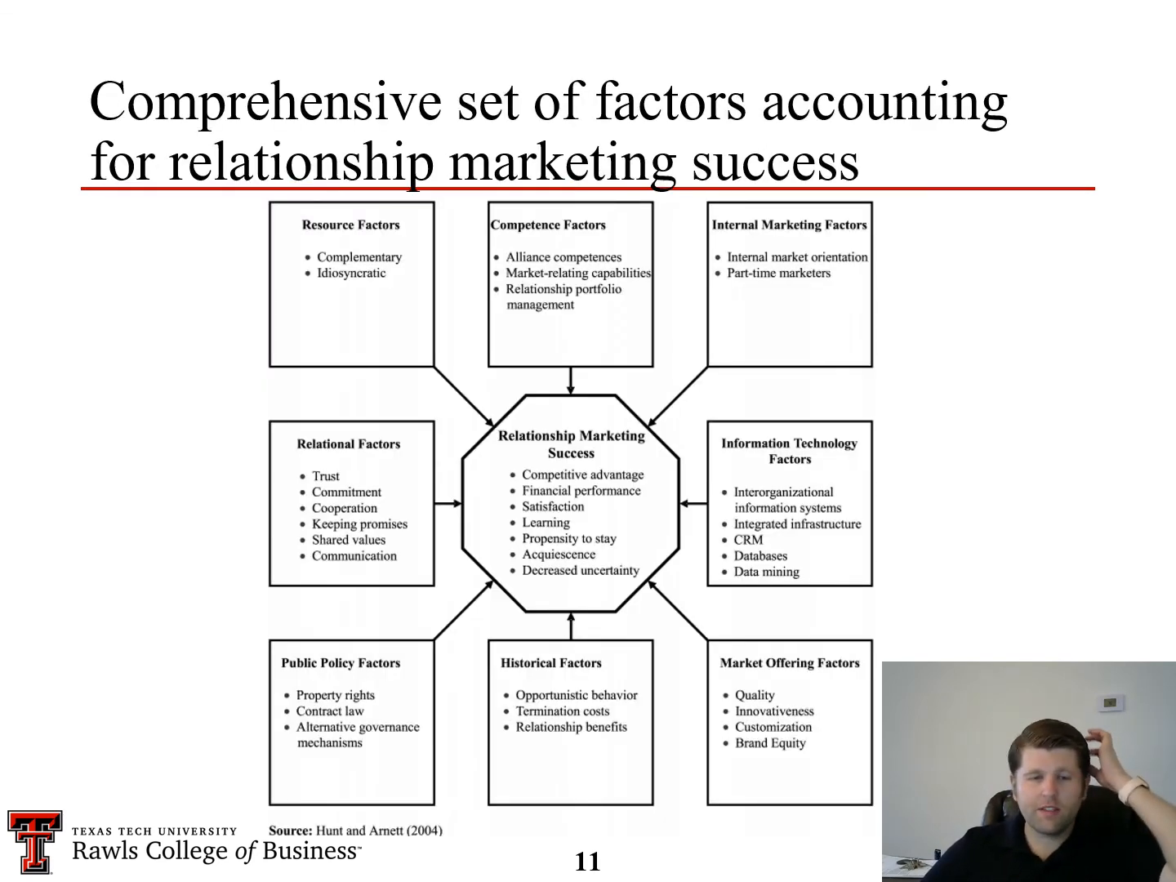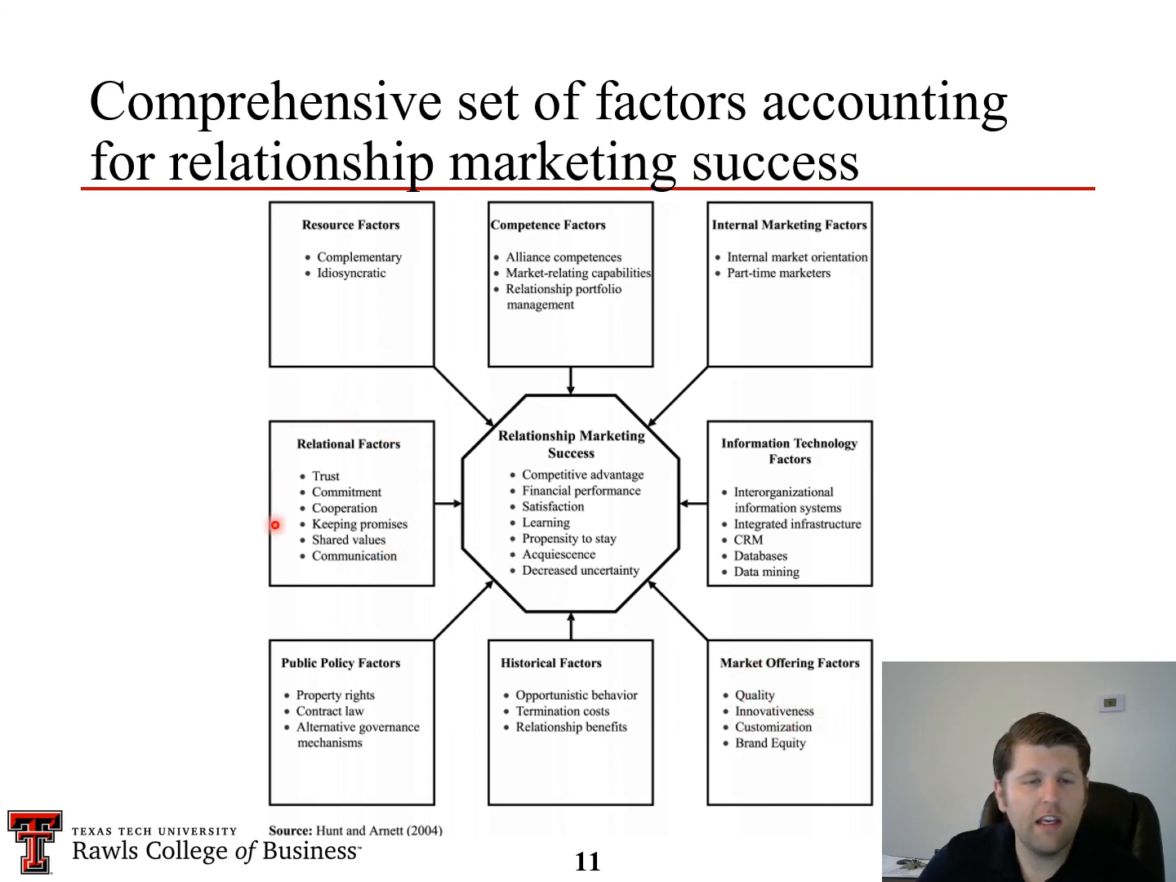So with this, I just want to show you some different factors involved in the success of relationship marketing. We have resources that can be involved. We have different competencies, so alliance competence, our marketing related capabilities. We also have any type of internal marketing efforts. Technology plays a role in relationship marketing success. We also have the market offering factors, so what aspects of our product, if it has good quality, if it's innovative, all of those things.